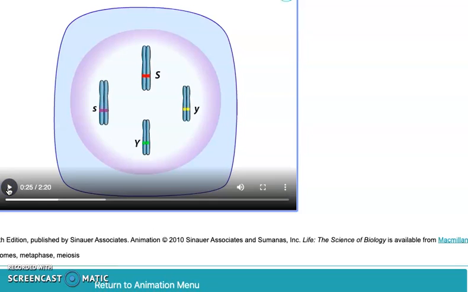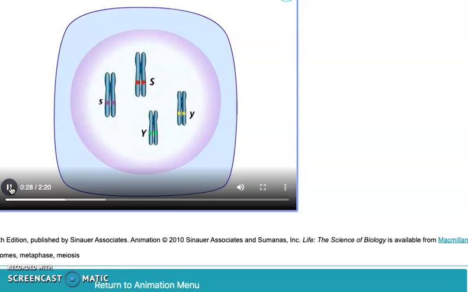Okay, I lied. It does have audio, but anyway, that's actually useful. It is replicating, right? And now we can see the replicated sister chromatids on each of these chromosomes. And so there are 4 different chromosomes there.